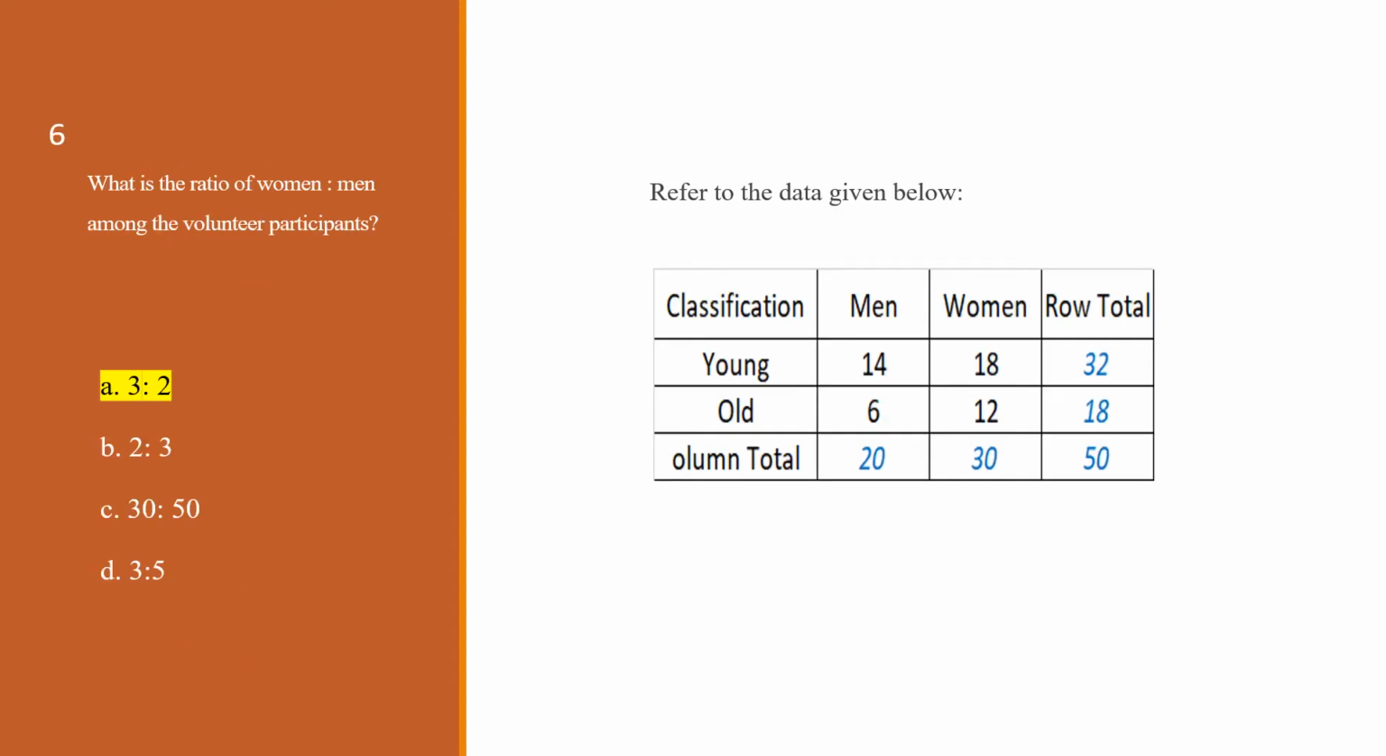For number 6, we are asked for the ratio of women to men among the volunteer participants, and the men will be a total of 20, the women will be 30. We need to pay attention to the sequence of the ratio, so we will have to have women first and men. So there will be 30 women for every 20, and to simplify this ratio, that would be equal to 3:2.